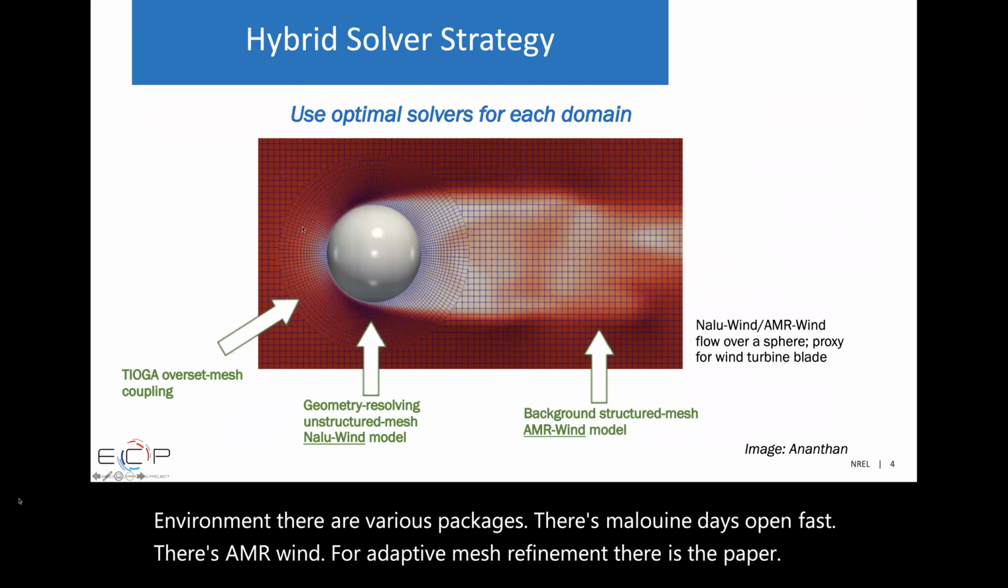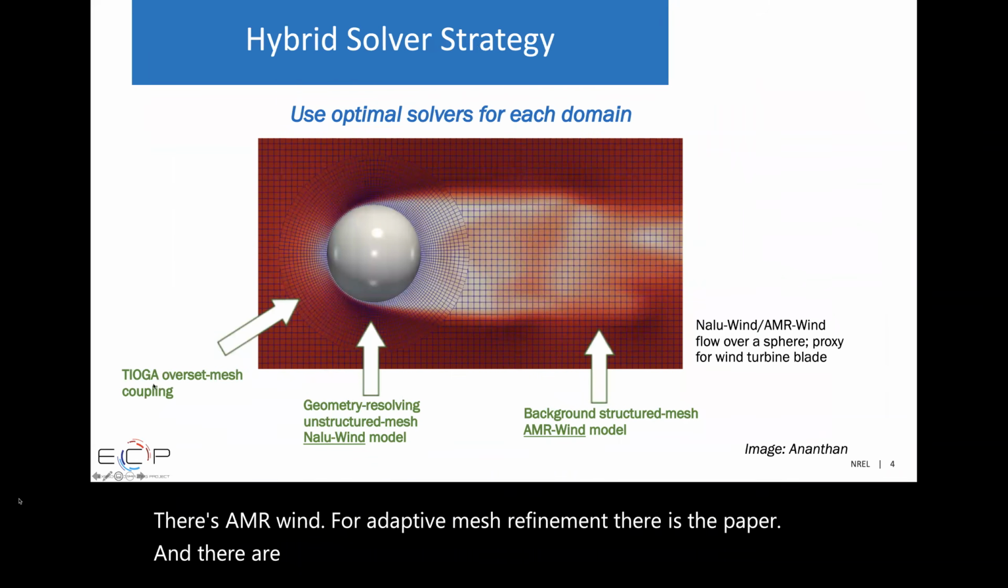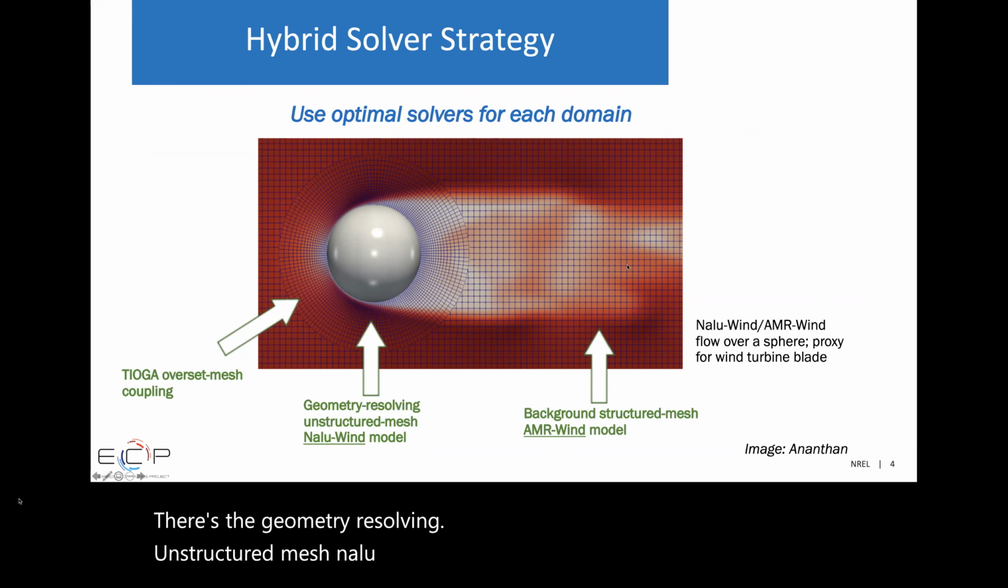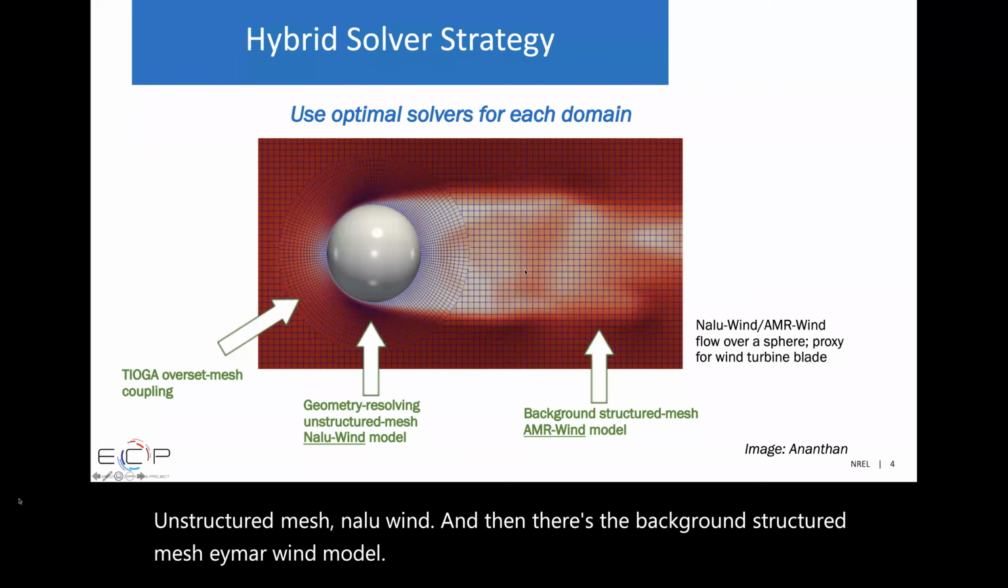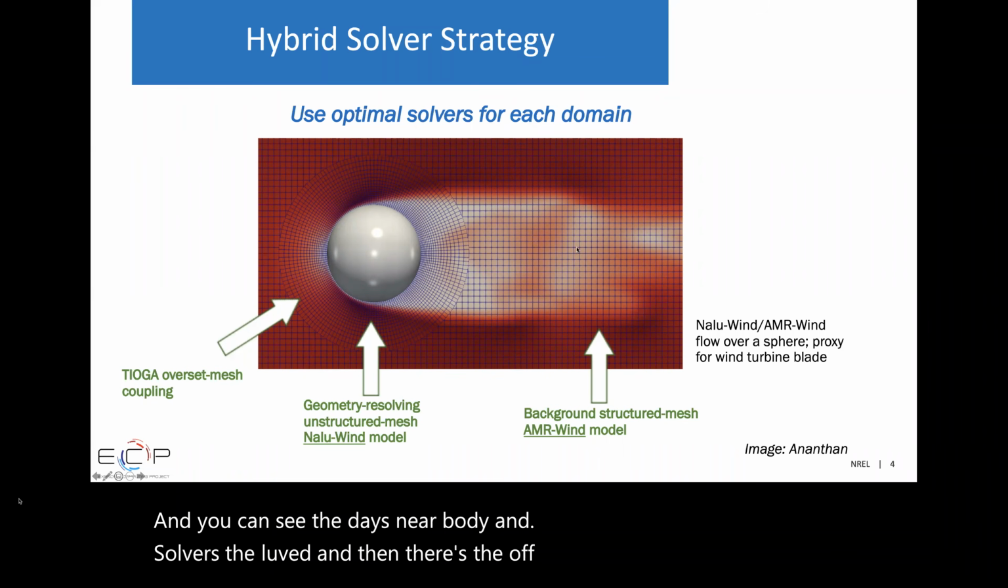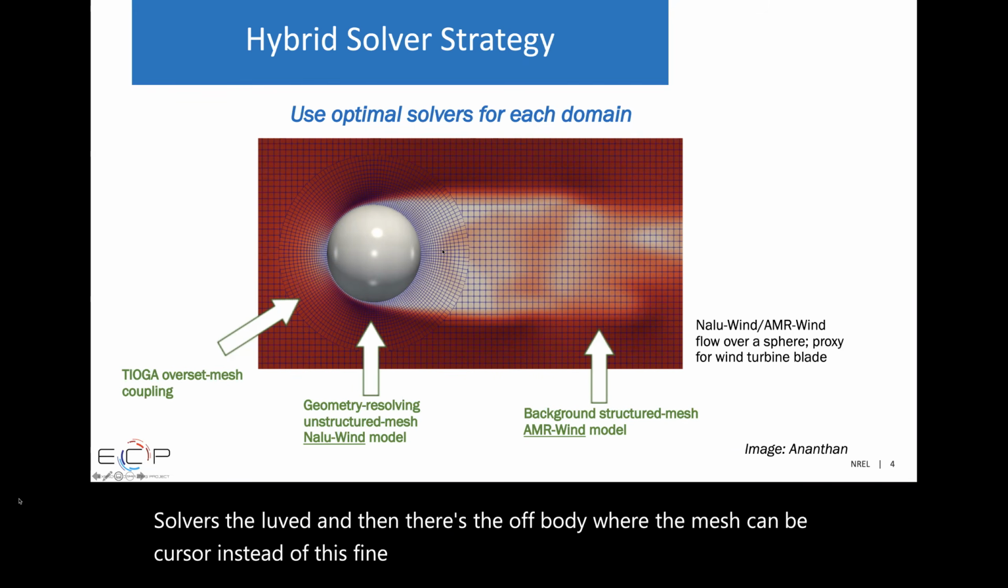And there are solvers. There's the Tioga overset mesh coupling solver. There's the geometry resolving unstructured mesh Nalu Wind. And then there's the background structured mesh AMR Wind model. And you can see that there's near body solvers like the Nalu Wind. And then there's the off body where the mesh can be coarser instead of this fine mesh, which is AMR Wind.